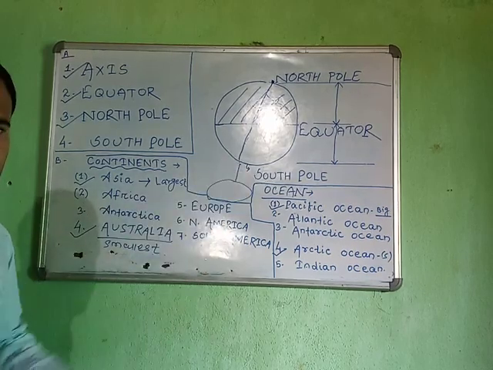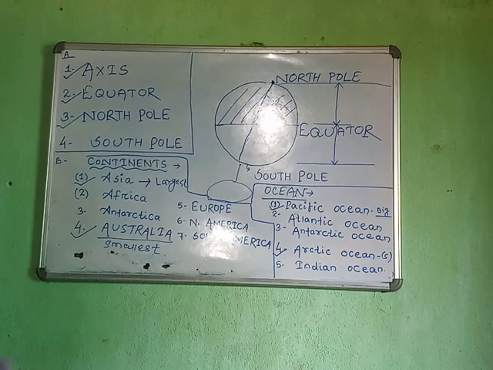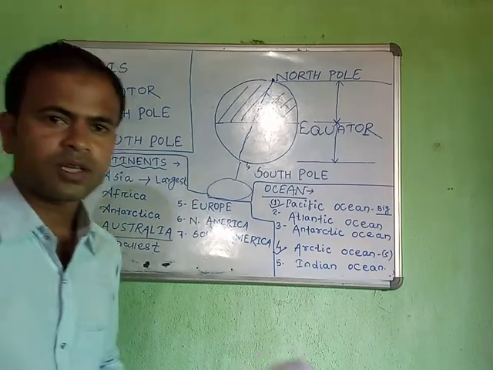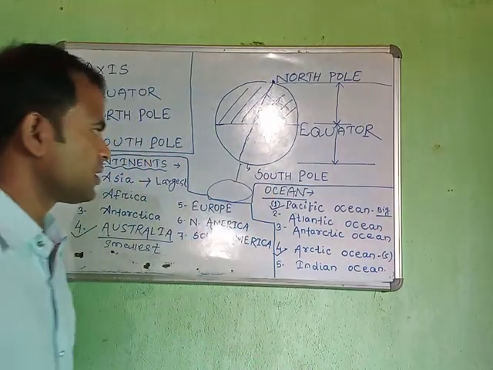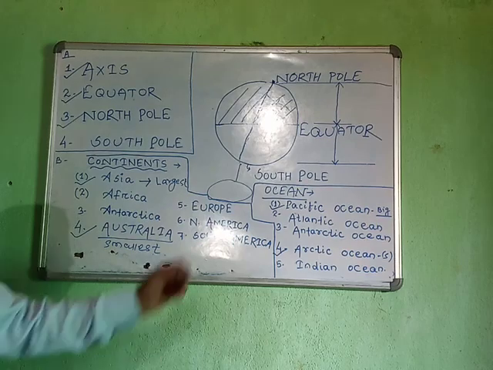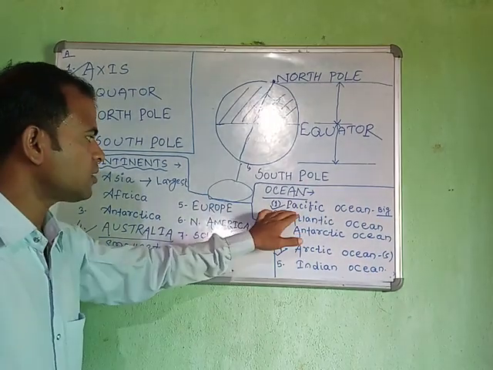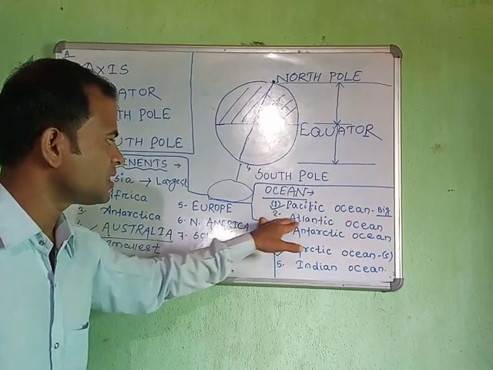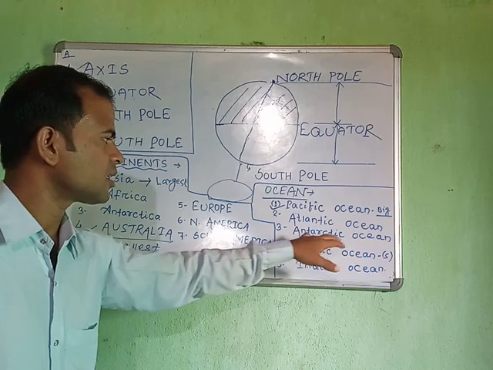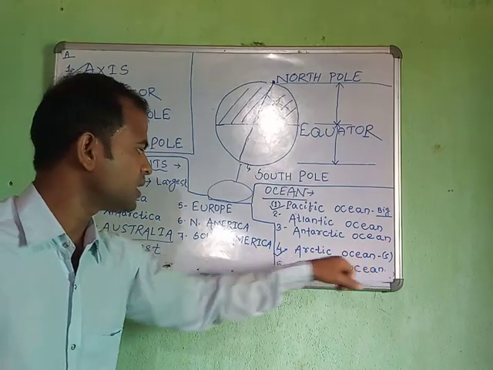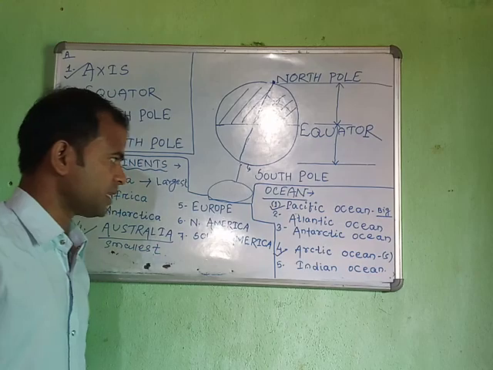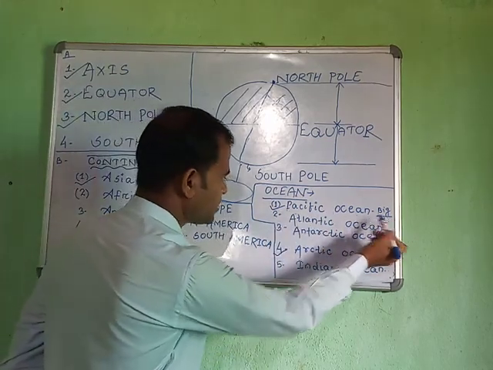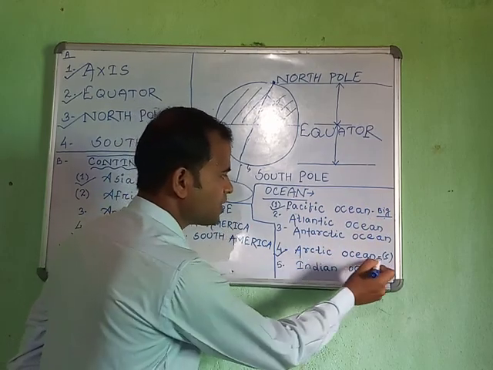Now we are going towards the ocean. What is ocean? At first we have to know about that. Large water bodies are called oceans. There are 5 oceans in the world. First one is Pacific Ocean. Second is Atlantic Ocean. Third is Antarctic Ocean. Fourth is Arctic Ocean, and the last one is Indian Ocean. The Pacific Ocean is the biggest ocean, and the Antarctic Ocean is the smallest ocean.